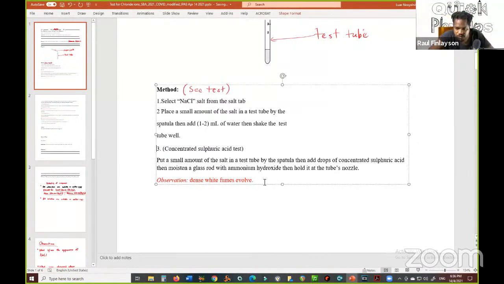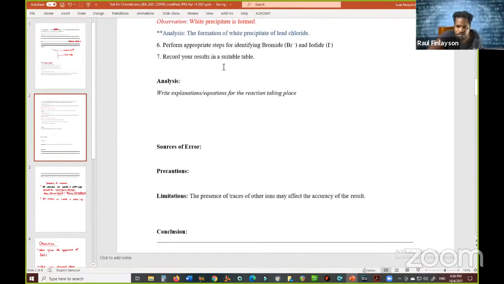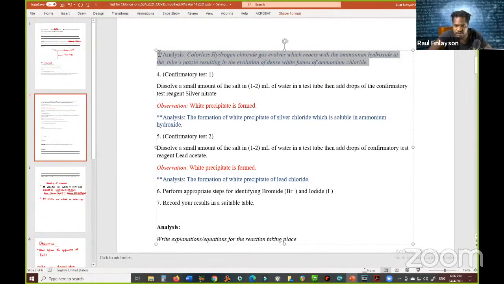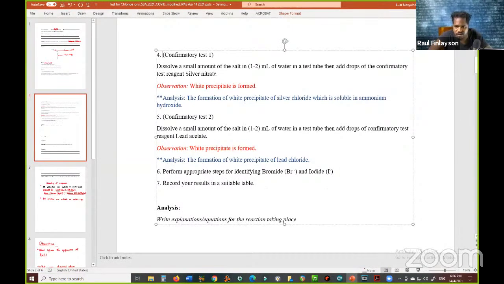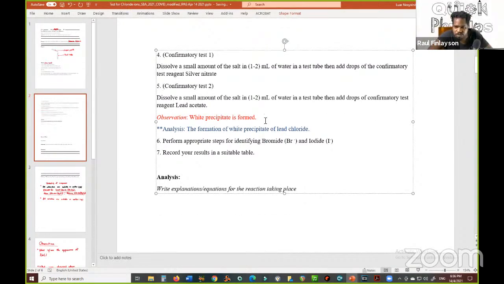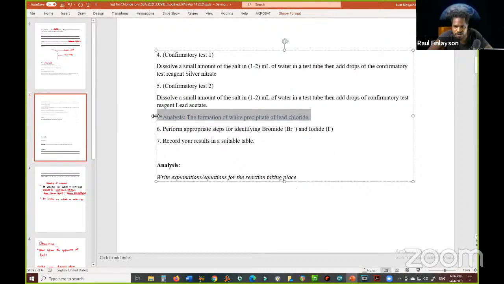All right, and then this can come out. So notice the method is a lot scantier now, which is easier to write up. This can come out as well because we already have it in the table. All right, that's number 4, confirmatory test. This can come out as well, and this can be removed. And that's it. Lead chloride, explained that already.